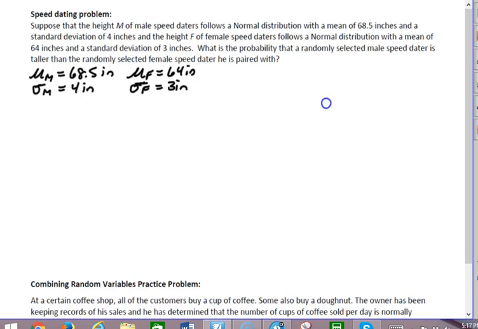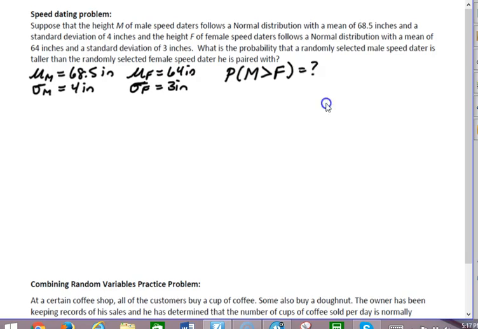What is the probability that a randomly selected male speed dater is taller than the randomly selected female speed dater he is paired with? So basically speed dating is a bunch of men and women in a room and there's a bunch of little tables, and a man and a woman sit down at the table and they have like 5 minutes to sort of get to know each other, and then the timer dings and they switch tables, and so they get to meet a lot of different people, and if they think they might be interested, they'll exchange phone numbers and maybe go on a date. That's basically what speed dating is. So we have taller men and shorter men, and so what's the probability that in a randomly selected pair of people in this speed dating situation, the man is taller than the woman? So this is what we're trying to find. The probability that m is greater than f.